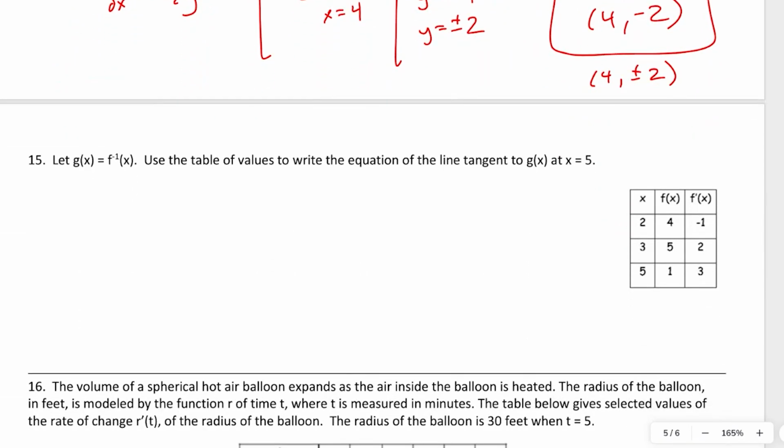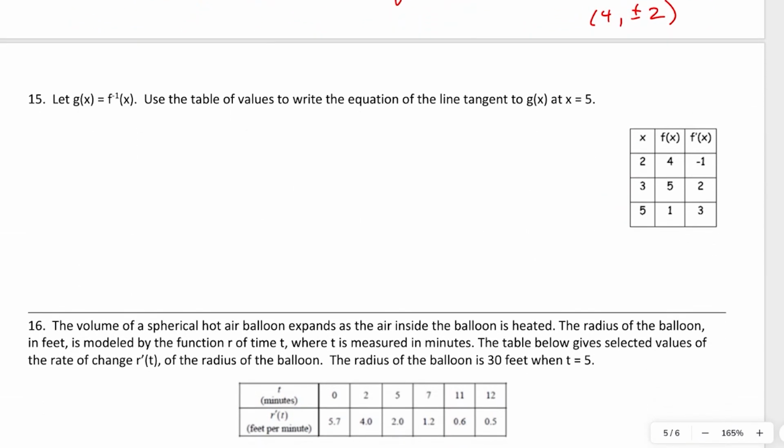Number 15. So we're going to let G be the inverse of f. So G is the inverse of f. Use the table of values to write the equation of the line tangent to G at x equals 5. Another equation of the line tangent. So we're going to need a point. We're going to need a slope. So let's just get that template ready to go. At x equals 5, we can see that y is 1. So that's our point, 5 comma 1.